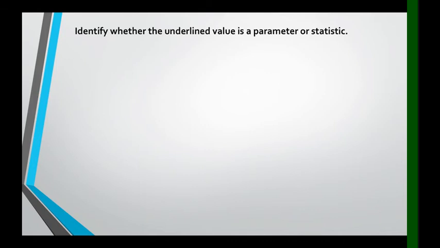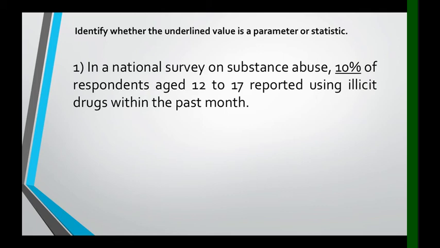Identify whether the underlying value is a parameter or statistic. Number 1. In a national survey on substance abuse, 10% of the respondents aged 12 to 17 reported using illicit drugs within the past months. Grabe naman to, no? So, they are using drugs, no? From ages 12 to 17, 10% sa kanila ang gumagamit.